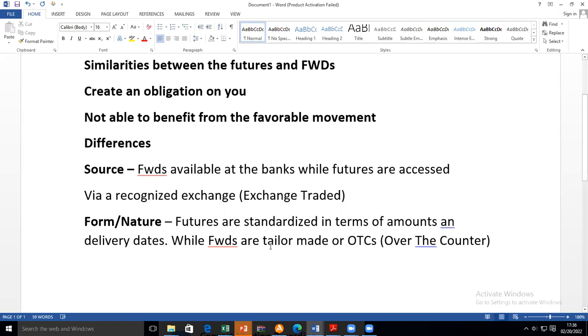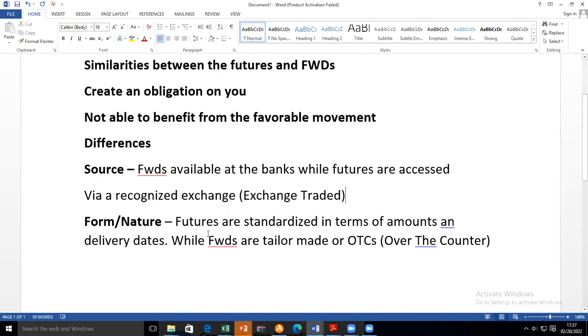Now you see, when we use this expression of tailor-made, it's an expression that we find also in other areas of life, like clothes. You can go and have your garments tailor-made, isn't it? You can go to a tailor, get your suit tailor-made. Of course, we know they're very expensive. Tailor-made products are quite expensive, aren't they? If you go and have your own clothes made by some specialist tailor, or even shoes in some industries, that is quite expensive. But that's what the forward contracts are. Forward contracts are tailor-made. These are designed for you. So you go and agree, you negotiate.